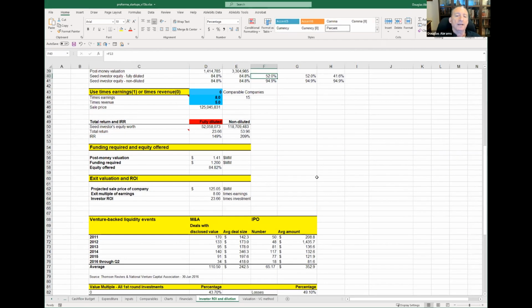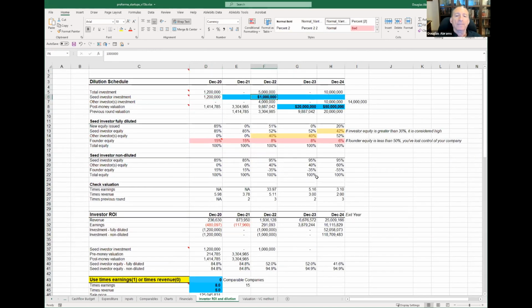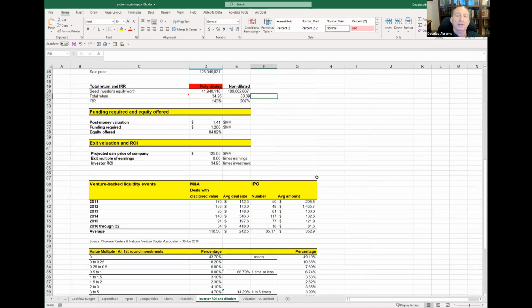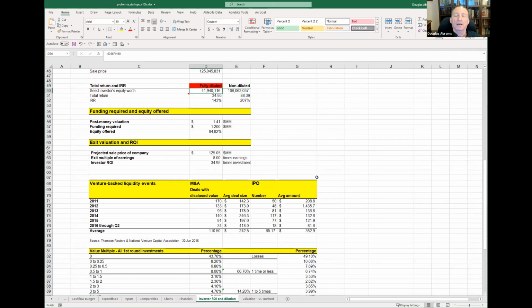Now you see that their ROI has gone down. Why? Because they invested more money, but they invested at a higher valuation. So let's look at that again. When the seed investor does not participate in the follow-on round, they get 41 million in return, and they get a 35x ROI. So remember that. Let's say they got 42 million return, and they got 35x ROI.